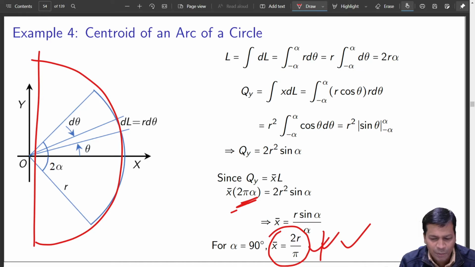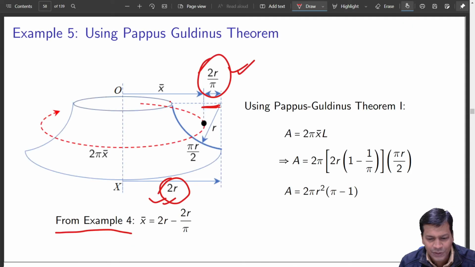Yes. So x bar will be 2r by pi. So if it is like this, it will be 2r by pi for alpha equal to 90 degrees. Got it? So that result is used here. So from there I am directly using that result to go here. Okay, so it is 2r by pi that I have used. So I know this distance, that is the centroid of this piece about this point. Okay, from this point if you measure, it is this.